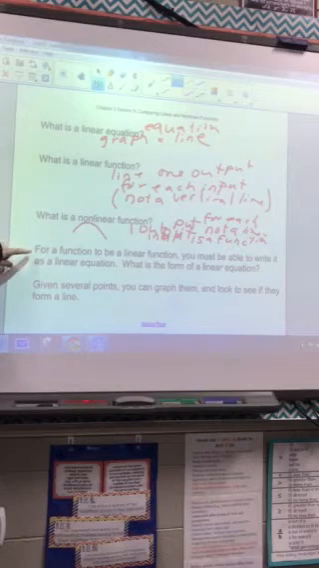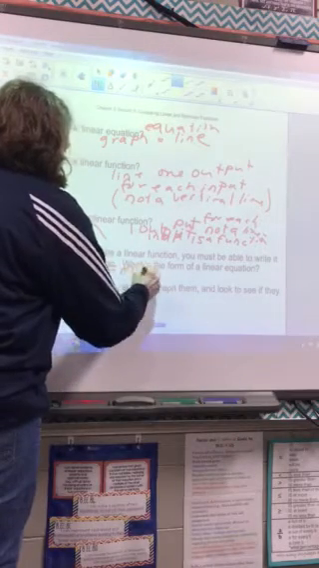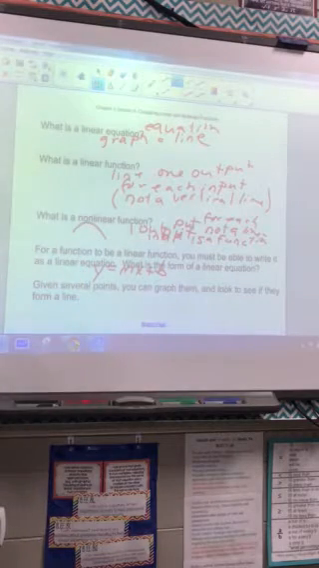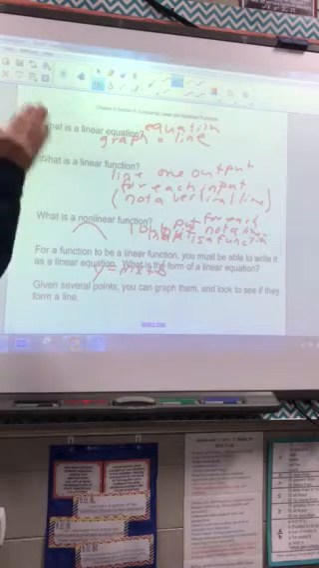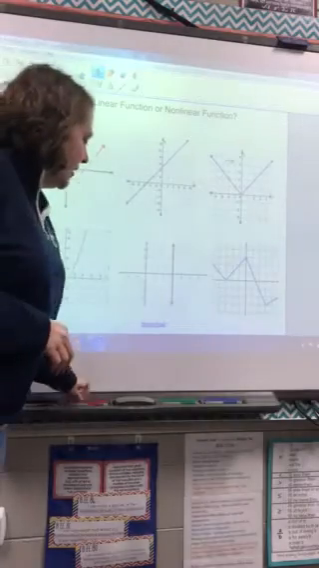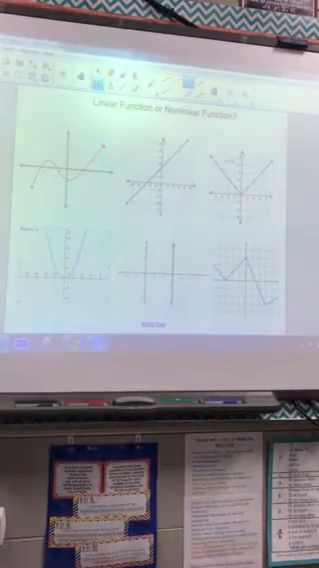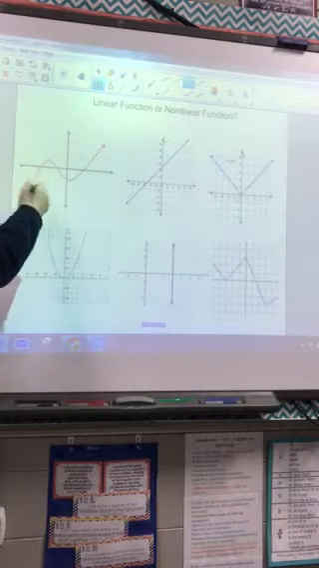For a function to be a linear function, you must be able to write it as a linear equation. What is the form of a linear equation? Oh, that's right. y = mx + b. Given several points, you can graph them and look to see if they form a line. It cannot be a vertical line because that would not be a function. So let's look at these examples at the bottom of your page. Is this a linear function or a nonlinear function?